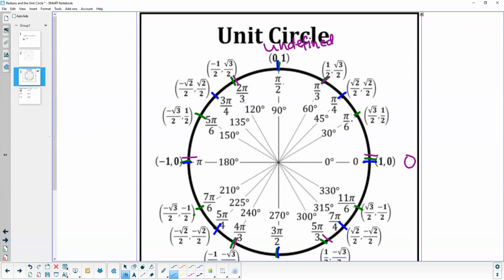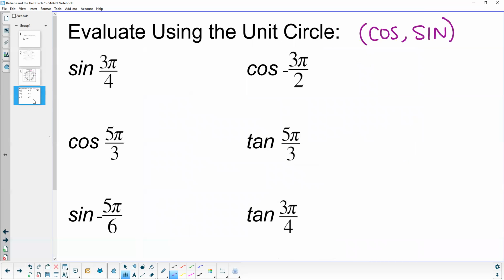Root 2 over 2 divided by root 2 over 2 gives us a 1. If we take 1/2 divided by root 3 over 2, we end up getting root 3 over 3 with simplifications. And then our last one here, root 3 over 2 divided by 1/2, is just the square root of 3. And then we can see that it follows that pattern going all the way around the circle. So those are the tangent values. Cosine is x, sine is y. So let's go through and evaluate these.